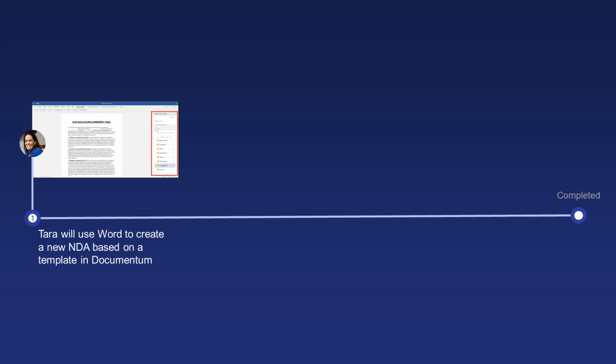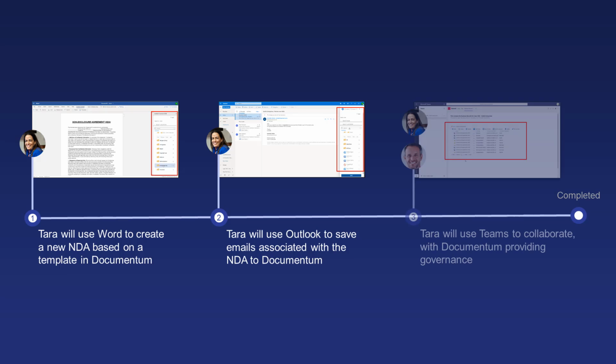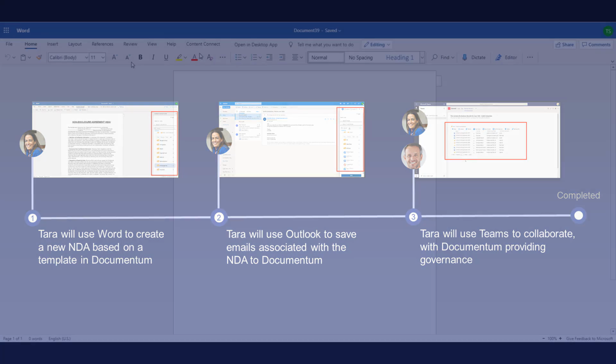In this demo, Tara will use Microsoft Word to create a new non-disclosure agreement based on an existing NDA stored in Documentum. She will then use Outlook to save an email associated with the NDA into Documentum, and use Teams to collaborate on the new NDA, with Documentum providing governance in the background.